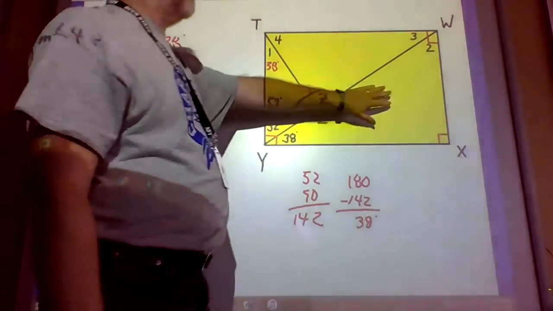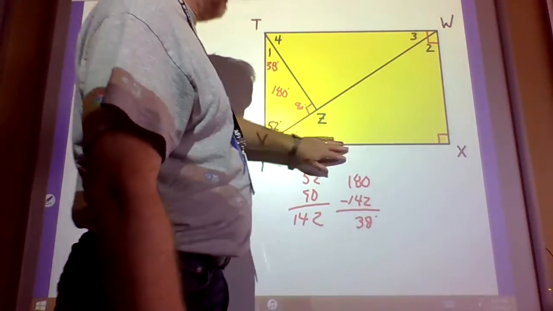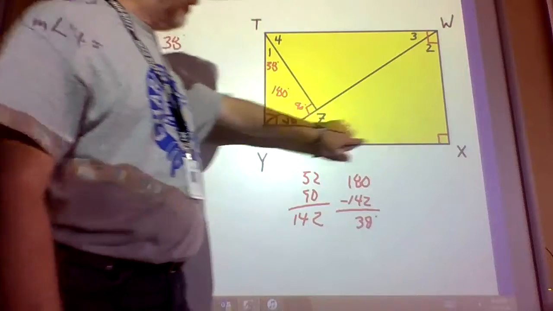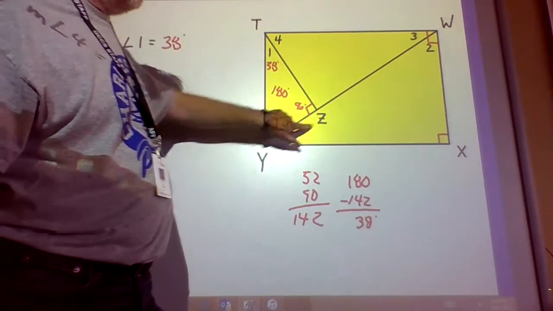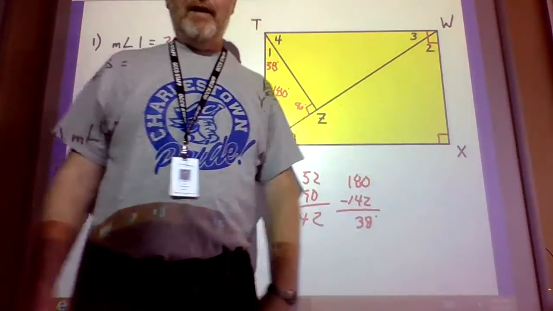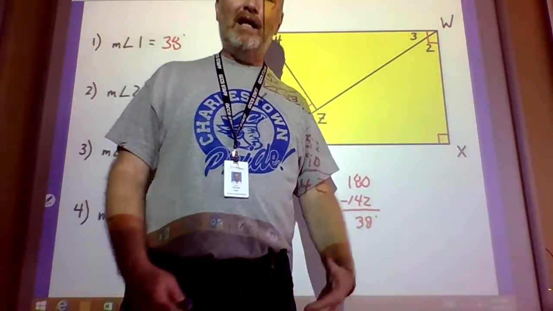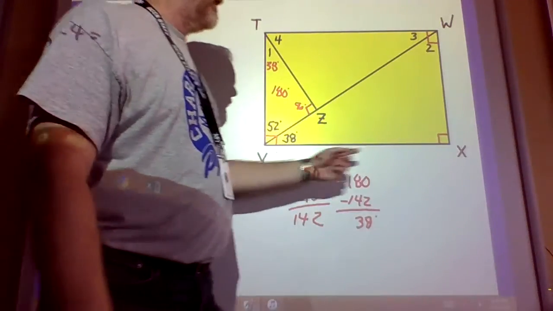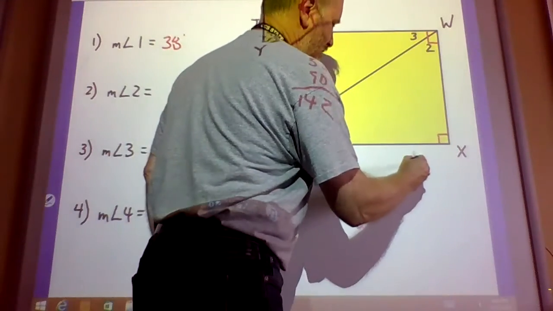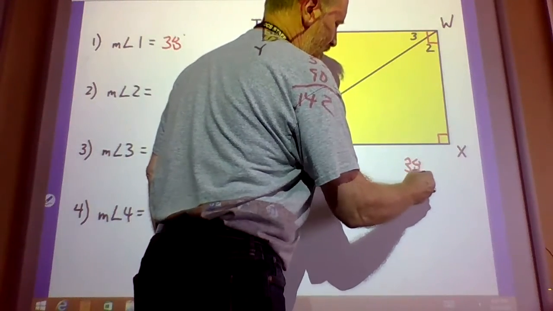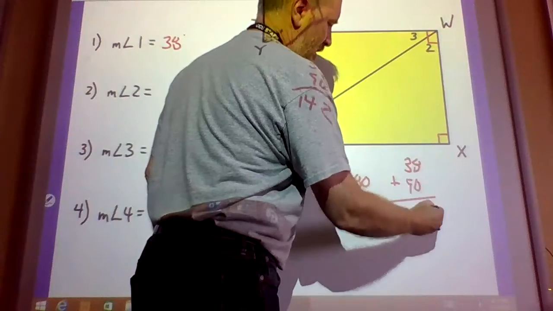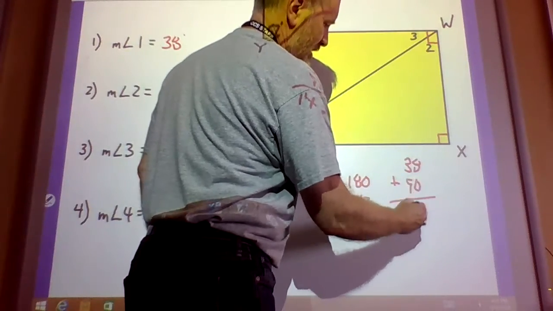So angle 2 is part of this bigger triangle, and this bigger triangle has a box in one corner, a 38 in the other corner, and then of course angle 2 is what we're trying to find in the third corner. So again, the process is still the same. You add the two you know. You know the 38, you know the red box is 90, so add those together, 38 and 90, and you're going to get 128.